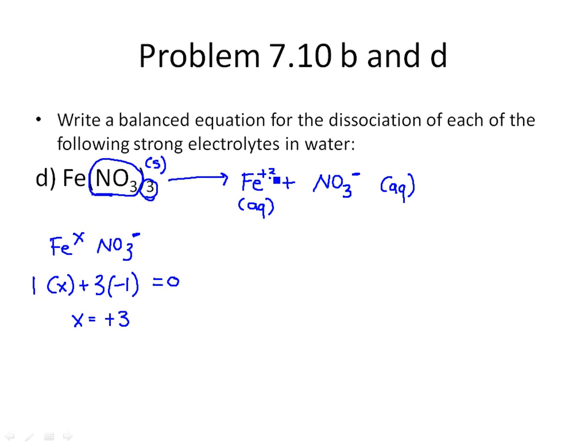So now we have our charges taken care of, but we need to be sure that our equation is balanced. We've got 1 iron on each side, but we have 3 nitrates if you want to look at it as a whole. And so we're going to need 3 nitrate ions on the product side as well. And once again, don't forget to insert the solid and the aqueous, the states of matter, and be sure you know how to get these charges. This concludes the video for problem 7.10.